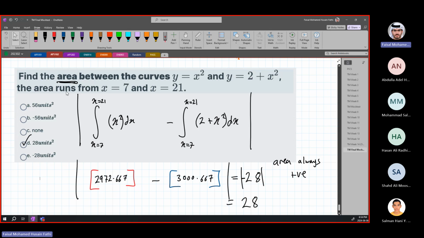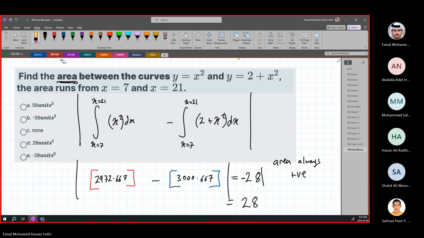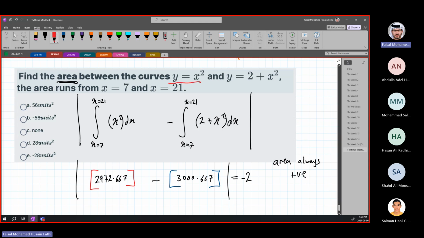Because area is always going to be a positive value. Here, the negative 28 is only describing that the area is going to be below the x-axis. That's all it is describing. So again, just double check with your tutor. Or in this case, it's not below the x-axis. It's because we took x squared first and not 2 plus x squared. So I believe they just want you to do it in order. Whichever is first given, so this one minus this one. I think that's what they want you to do.